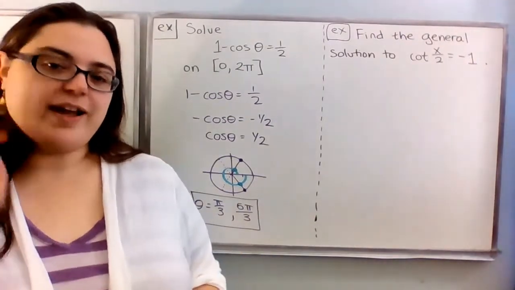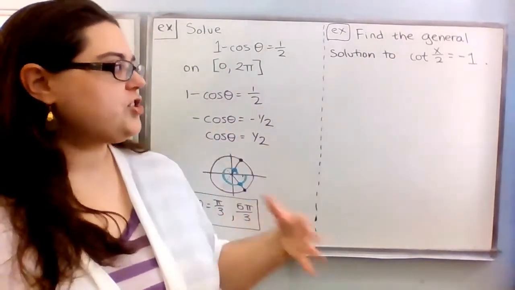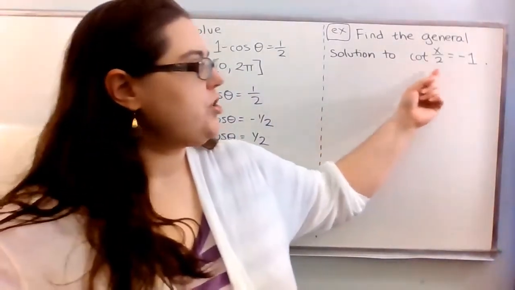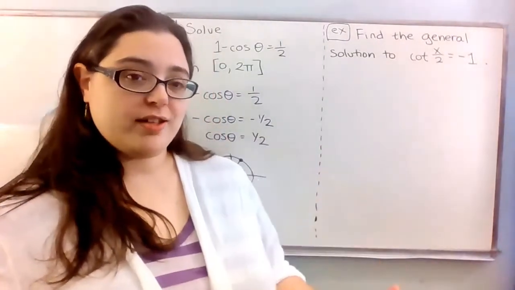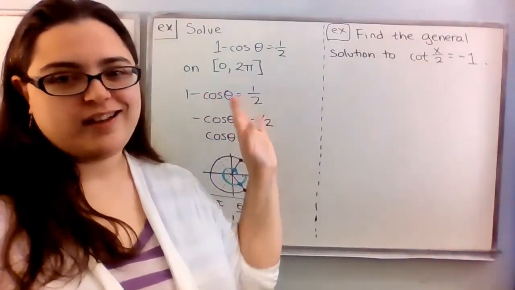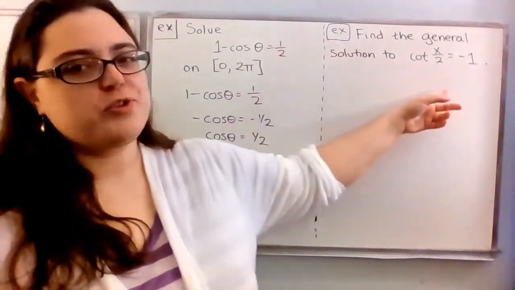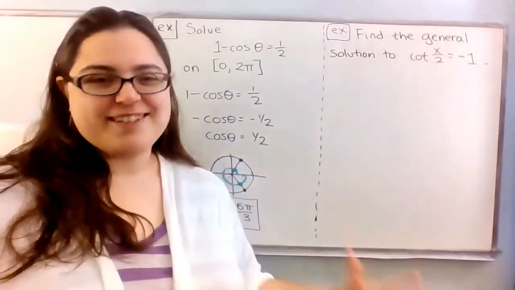Okay, let's take a look at this second example. In the second example, it says find the general solution to cotangent of x over 2 equals -1. There are 2 things that are different about this example from the first one. And I'm not talking about that this one was cosine and this was cotangent. I mean, that's a difference, but that's not one of the big important ones.